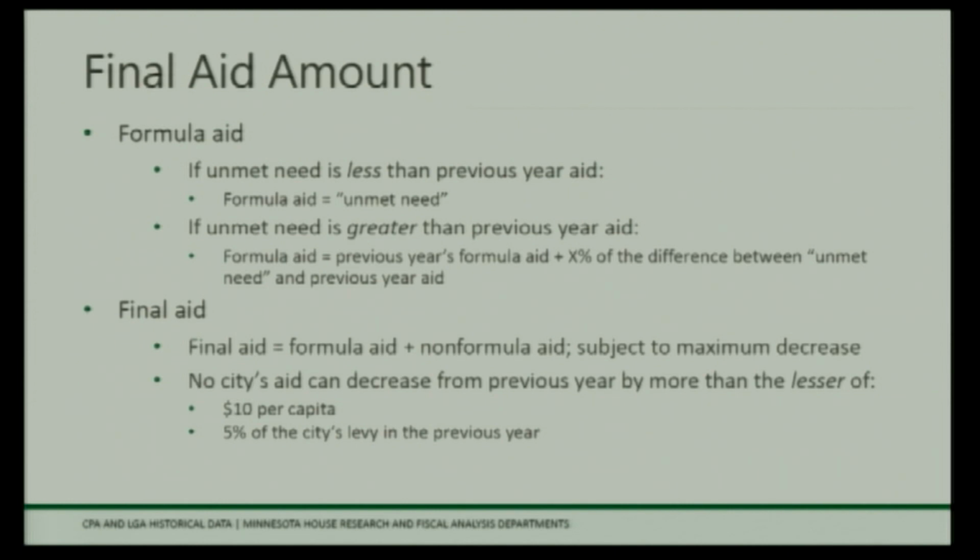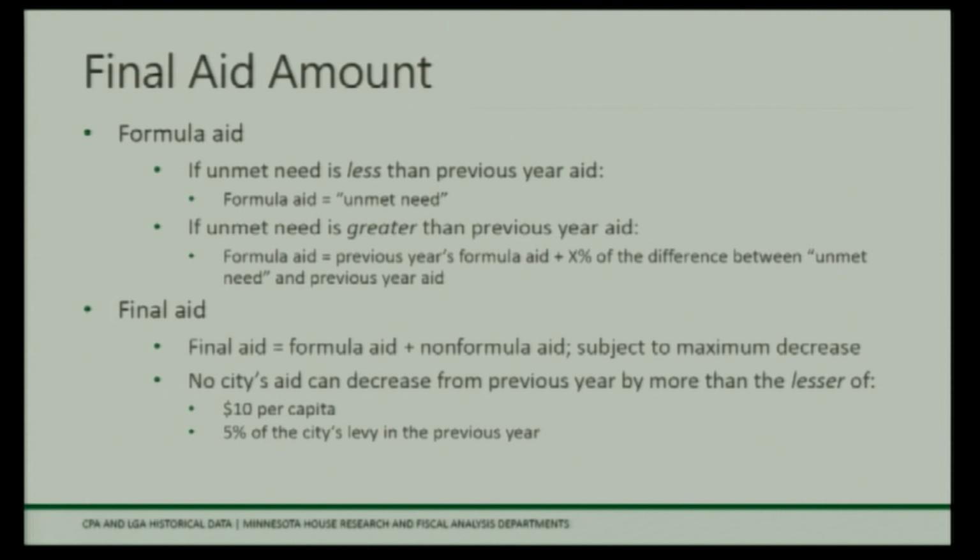What the LGA formula does is it determines how much each city's increases would be and then reduces them all proportionately in order to match the total amount of money that's available for LGA. The final aid amounts are also adjusted by any non-formula aid. This used to be a more common feature within LGA where there were these side distributions to individual cities. Most of those have been eliminated. There is still one city that receives non-formula aid, and that's the city of Monoman.